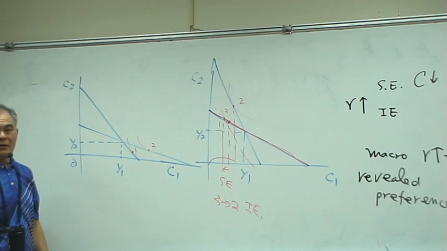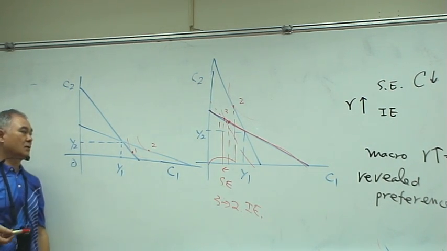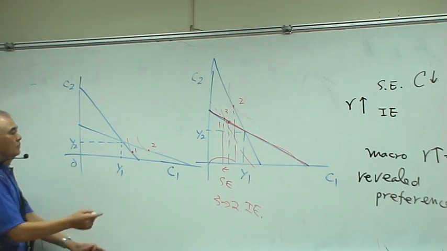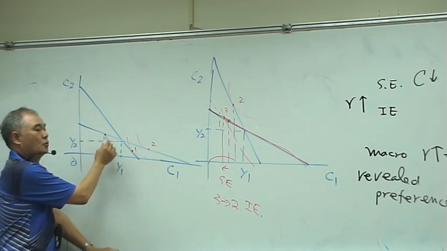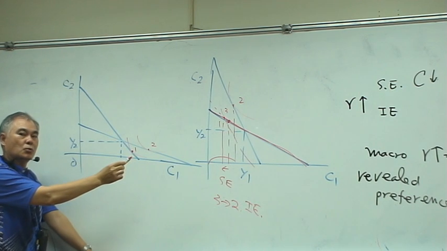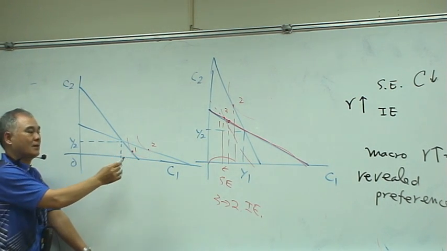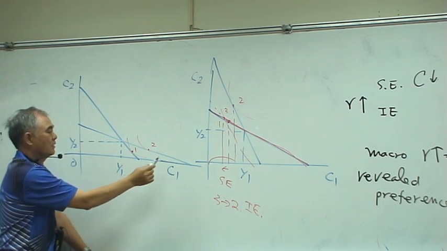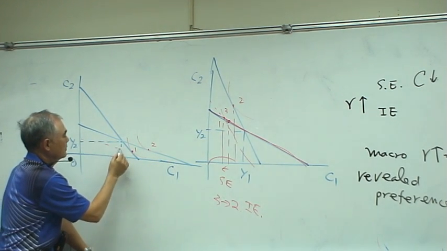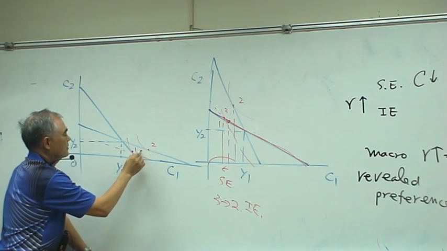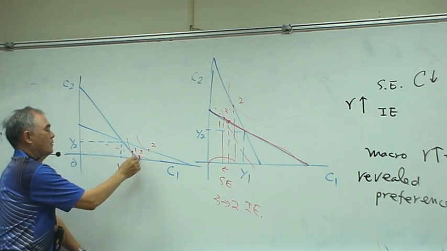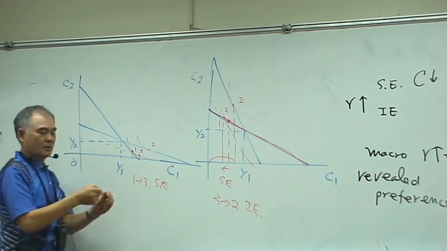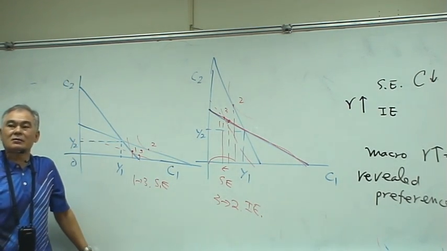This is the way to reveal your preference. Okay, now again, how to dissect the substitution effect and income effect. So this is the new budget line. So you have to draw a budget line that is tangent to the indifference curve, but parallel to the new budget line. So it will be something like this. Okay, so this is point 3. So point 1 to 3 is the substitution effect. As I say, substitution effect is always negative.